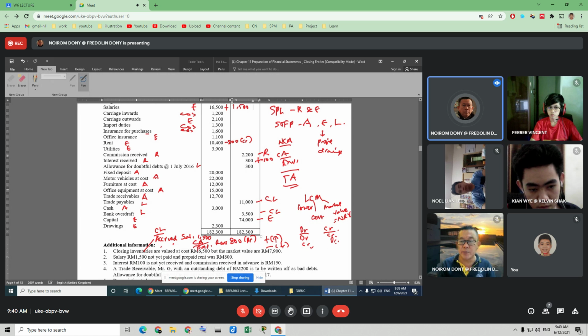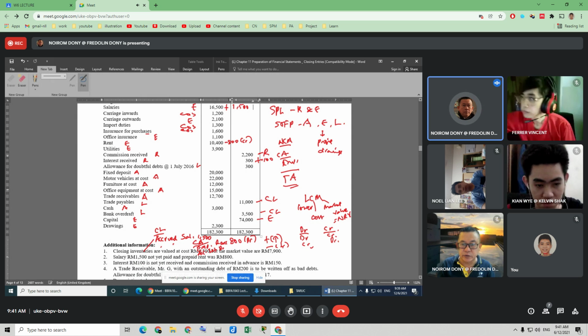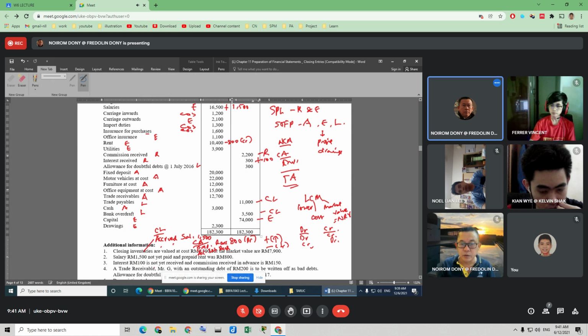Now, where is the debit? There must be a debit. The debit is when we provide under current asset also. Okay, accrued interest received or interest receivable, 100. So this is debit.